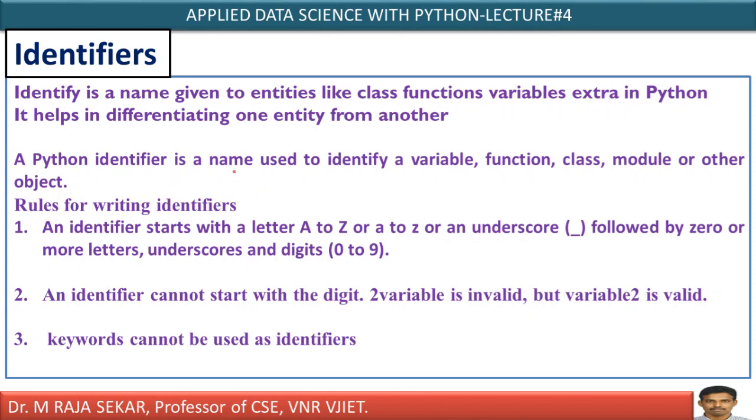A Python identifier is a name used to identify. How can I identify a variable? By its name. How can I identify a function? By its name. How can I identify a class? By its name. How can I identify a module? By its name. How can I identify a person? With his name. How can I identify a place? With its name. Those names are known as identifiers. That may be the name of the object. That's what it says.